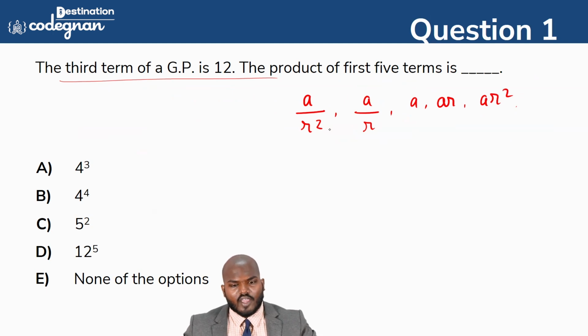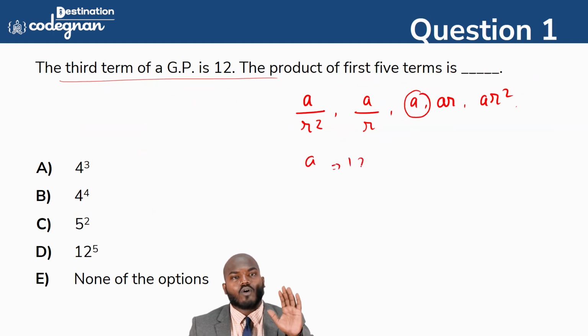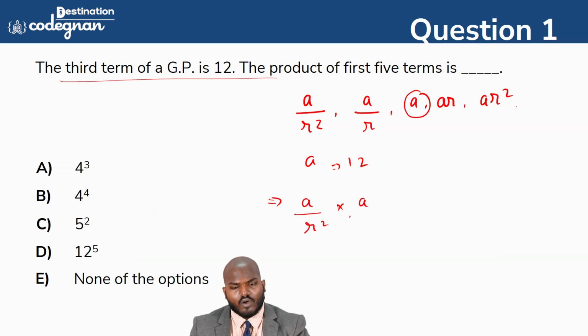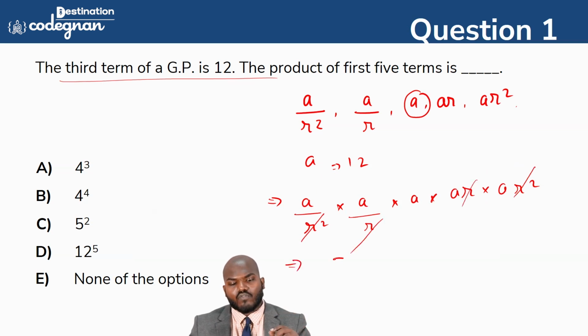Okay. So once I write it down, guys, you see this one. They are saying that the third term of a GP is equal to 12. The third term means you can see that this is 1, 2, 3. That is A, and we can call the value 12 here. Once you have made this, they are saying you want to find the product of the 5 terms. There is A over R square times A over R times A times AR times AR square. If you make it up, R square gets cancelled, R gets cancelled, and you will get 5 times A.